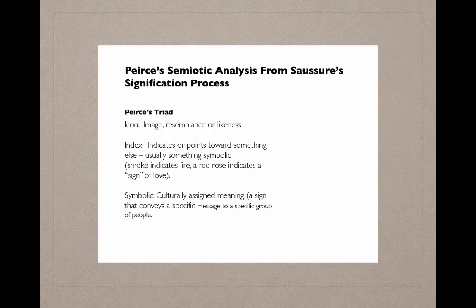artists. So just to review, this is moving past Saussure's signification of just identifying the thing and then naming the thing. Now we're going to get really into it by saying Peirce's triad. It begins with the icon, which is a resemblance or an image. The index points towards something else. Smoke indicates fire. A red rose indicates love. And then the symbolic, culturally assigned meanings: a sign that conveys a specific message to a specific group of people.